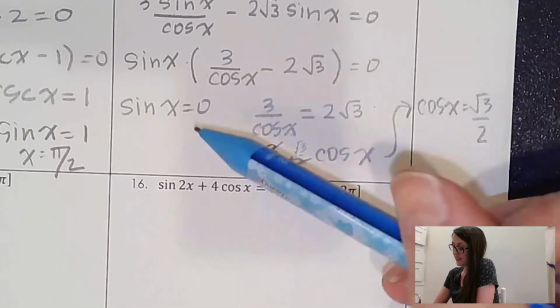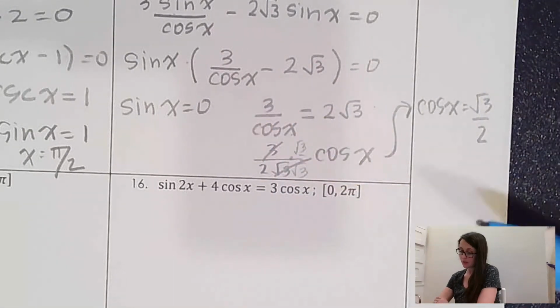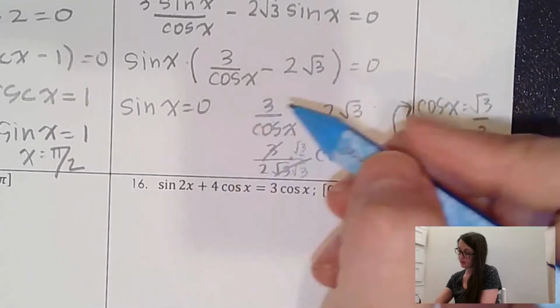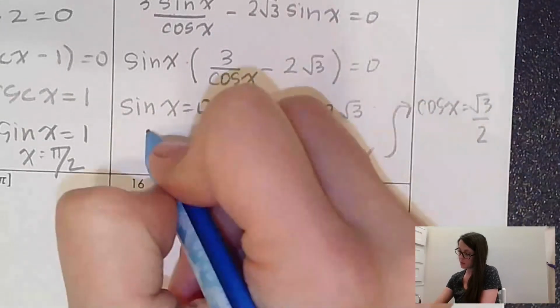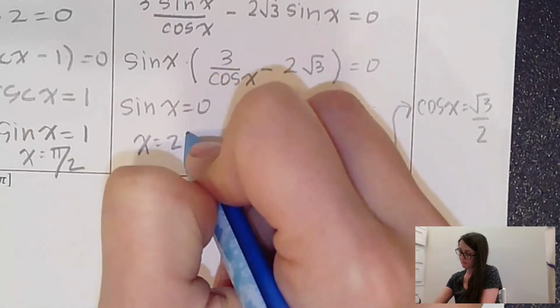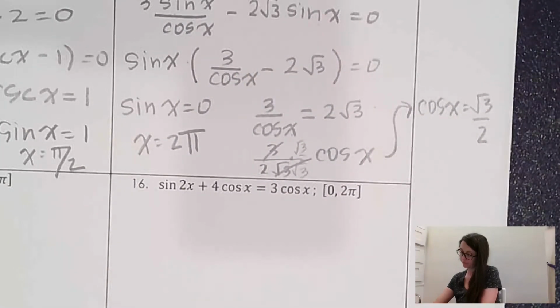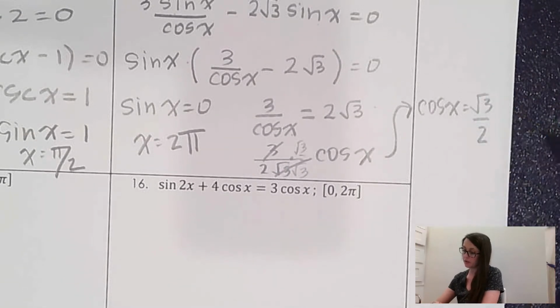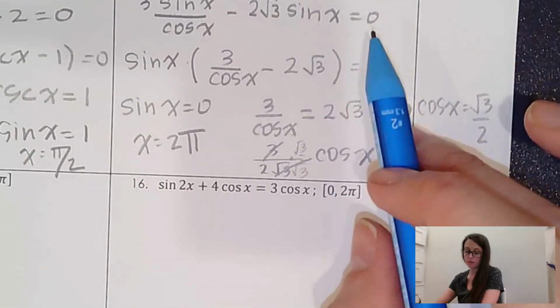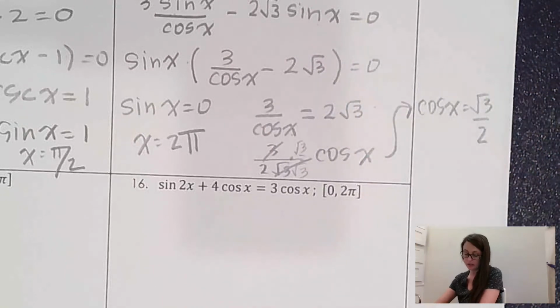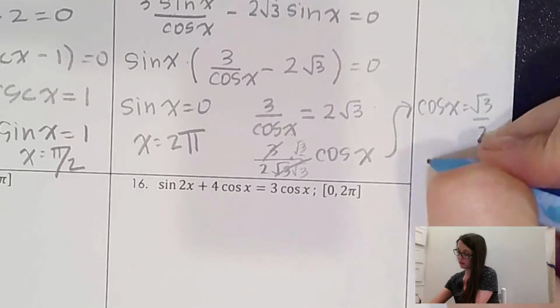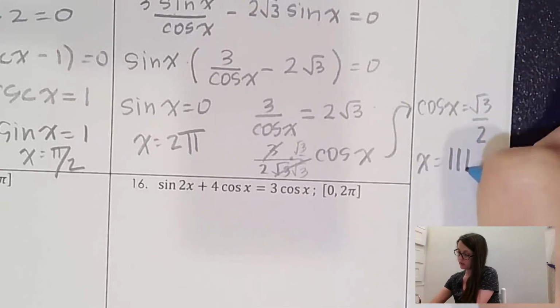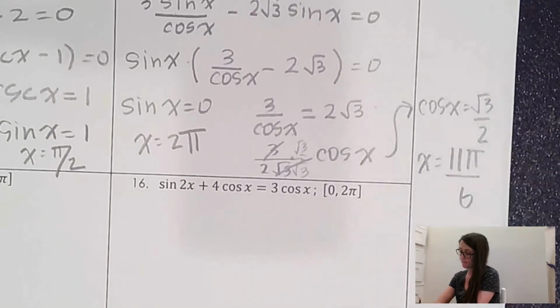And where is sine of x equal to 0? So where is sine of x equal to 0? And that is at 2 pi. And then where is cosine of x going to be equal to square root of 3 over 2? So we're looking just at the interval between pi and 2 pi. So where is it going to be square root of 3 over 2? And that's going to be 11 pi over 6.